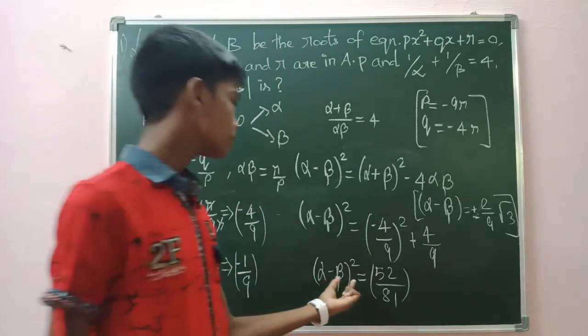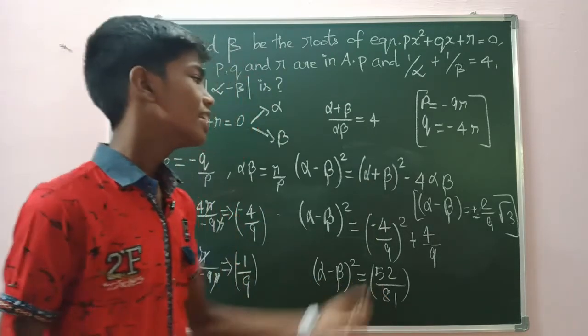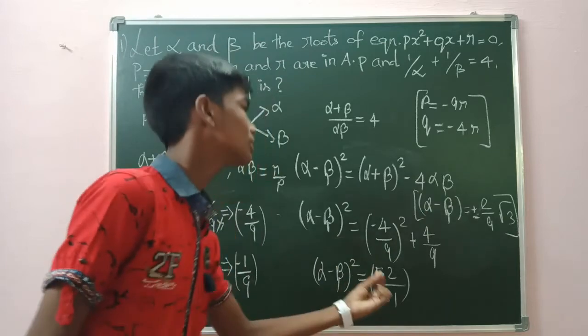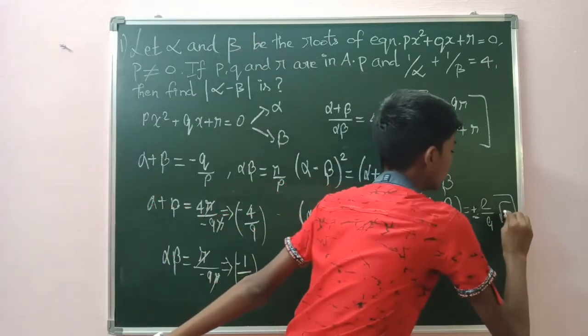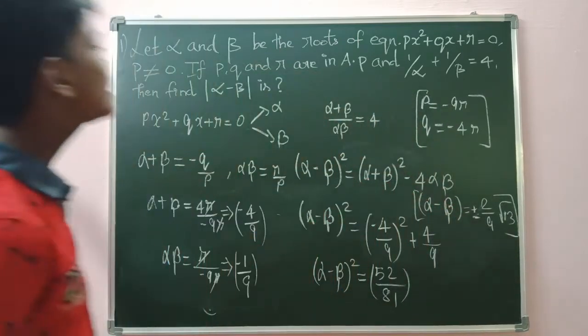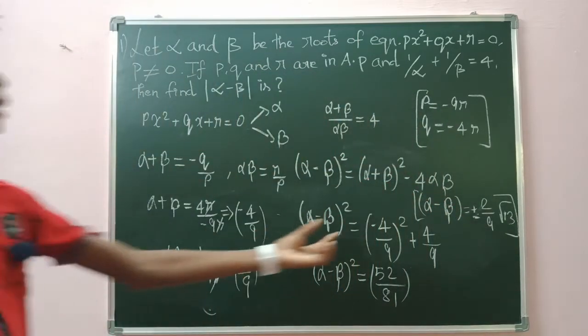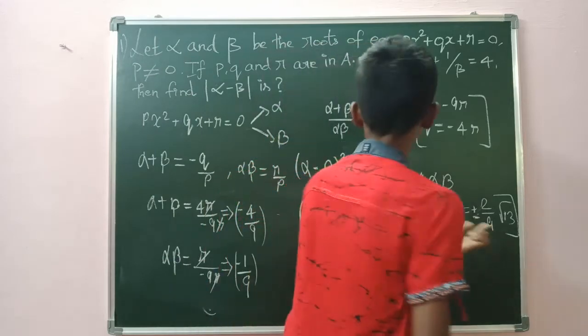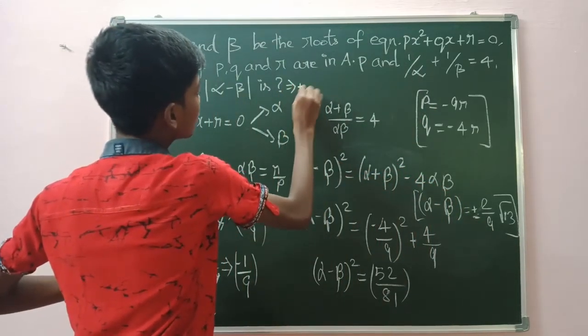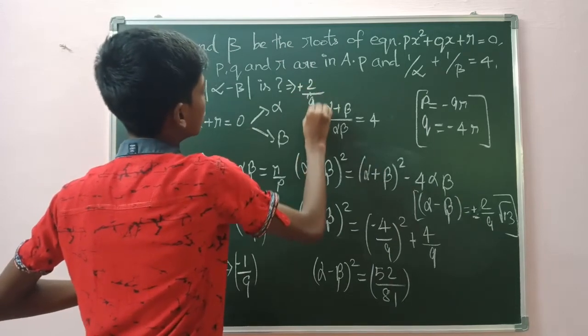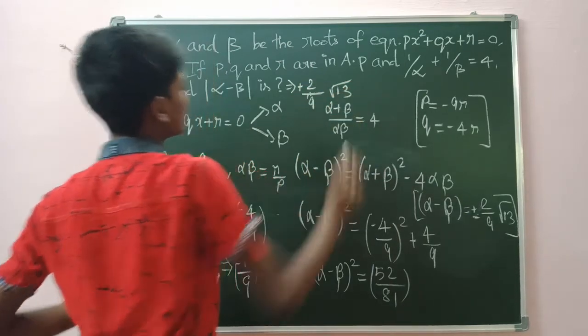We got alpha minus beta whole square is equal to 52 by 81. Hence alpha minus beta, taking square root on both sides, will be plus or minus 2 by 9 root 13, not 3, 13. But in the question they are asking modulus of alpha minus beta. Hence we don't take this minus value. So I will say that modulus of alpha minus beta will be plus 2 by 9 into root 13.